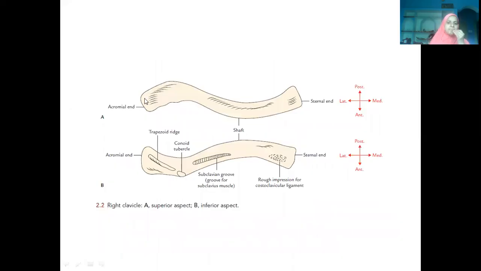Now, this is Vishram Singh's picture, which helps us to understand. See, this is the medial end, also called the sternal end. This end is the lateral end, which is also called the acromial end. I told you the medial 2/3 is convex anteriorly. The lateral 1/3 is concave anteriorly. And this surface, when you see from above, you call it the superior surface. When you twist the bone and see from below, you call it the inferior surface.